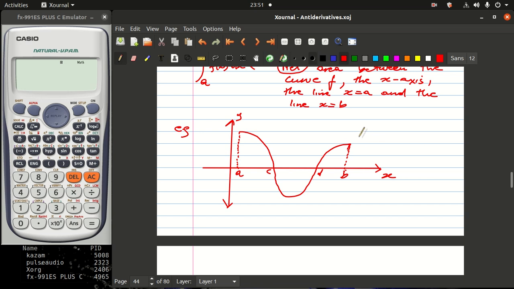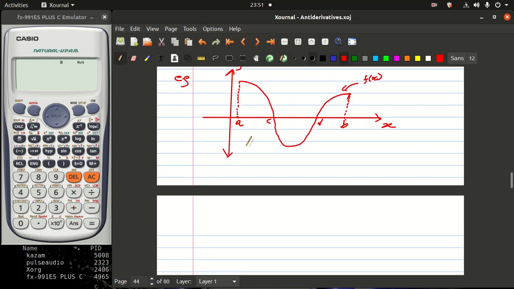now that I have that, I want to call this function f of x. So this function is actually f of x. Let's say I want you to find the area between this curve f and the x-axis, and this line from a to b. So basically here, if you are using the definite integral from a up to b of f of x dx, what is this going to be?